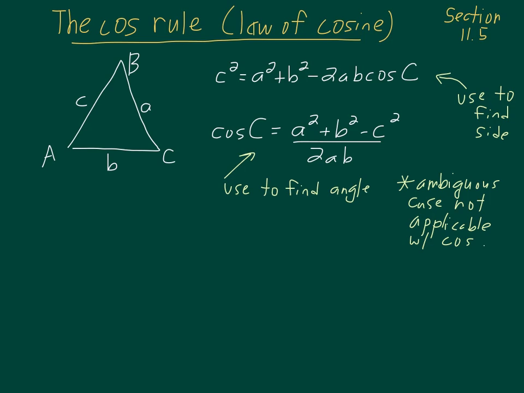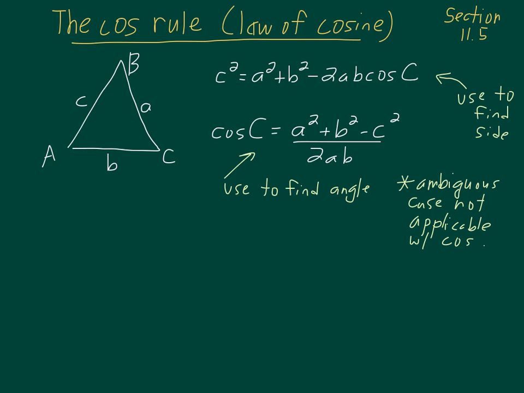Alright guys, let's take a look at the cosine rule, which we sometimes call the law of cosine. So once again, we're dealing with any triangle. It doesn't have to be a right triangle. We're calling it A, B, C. We have little a, little b, little c to represent the sides. So IB will give you two formulas.